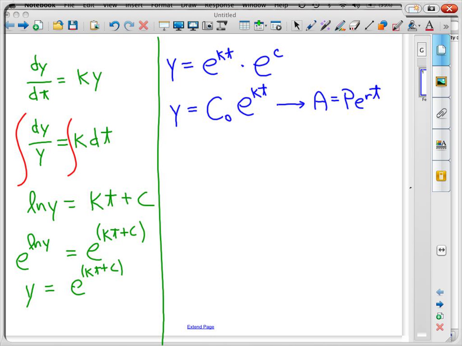So in a problem like this, what you would normally be given is one of two things. You would either be given a value for k and then a point, which would allow you to establish the value of c sub 0, or you would be given two values, two t-y ordered pairs, and you would use both of those to determine your other variables. It just kind of depends on the problem.